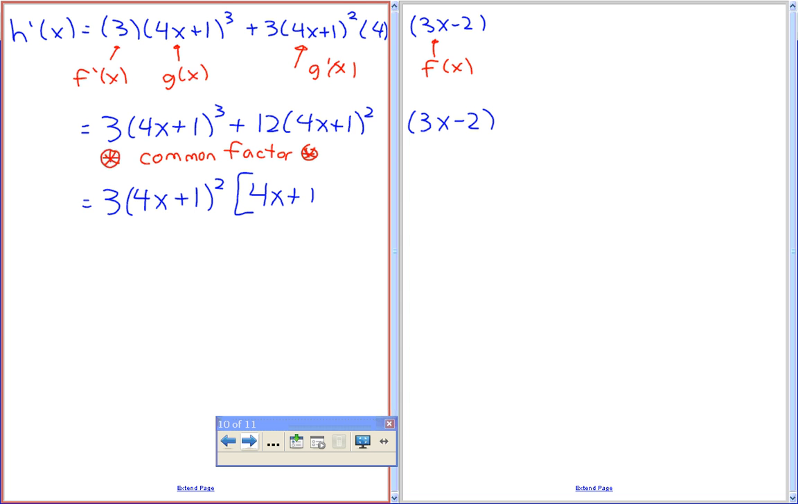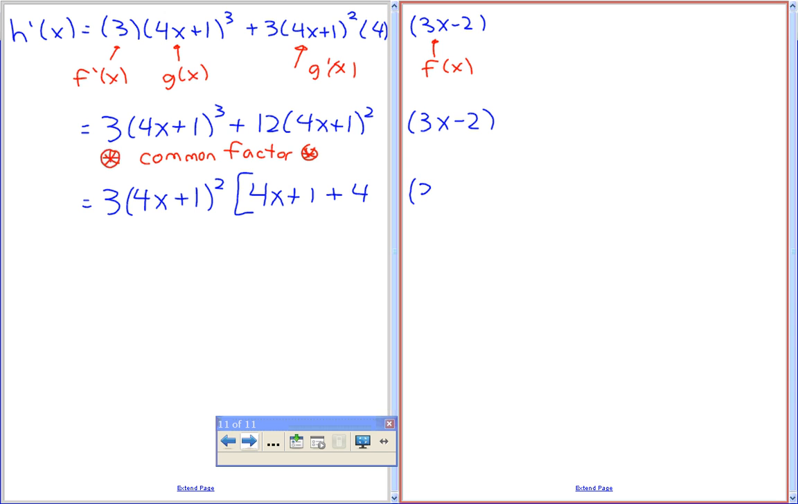From the second term, I've gotten rid of a 3 and a 4x plus 1 squared. It's hard to see because we're on 2 boards. Alright, so everyone see what happened there? I just took out the factors. Now the nice thing is, I can bring this together and get another term here.